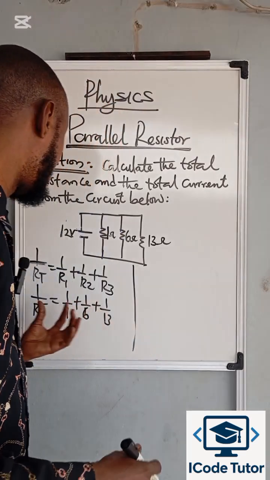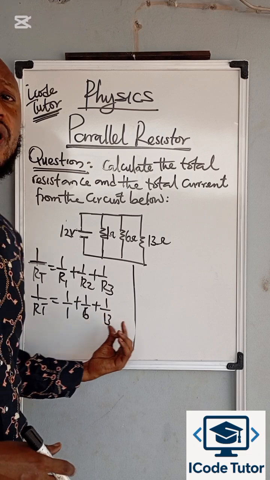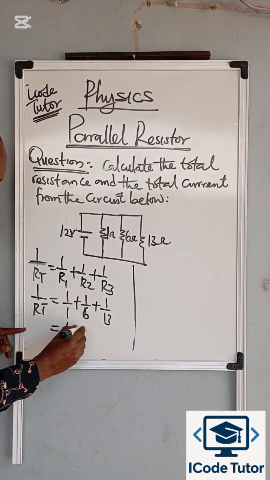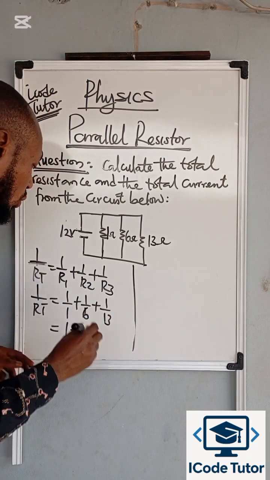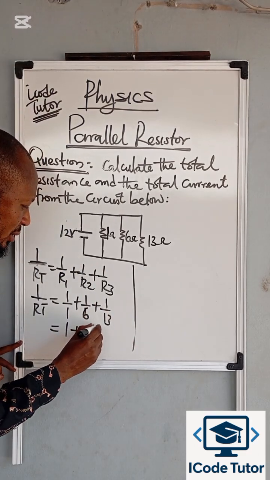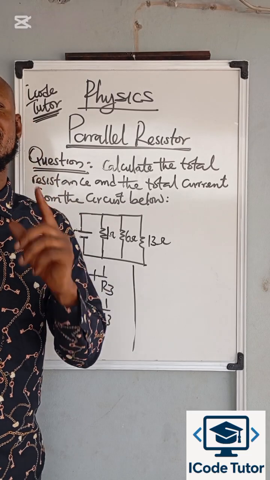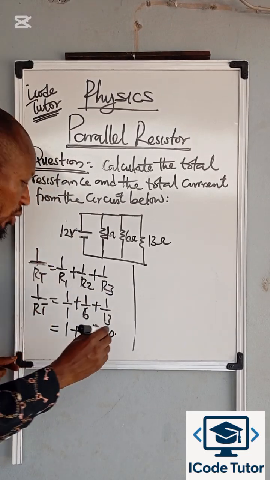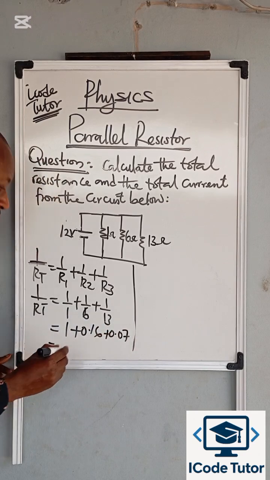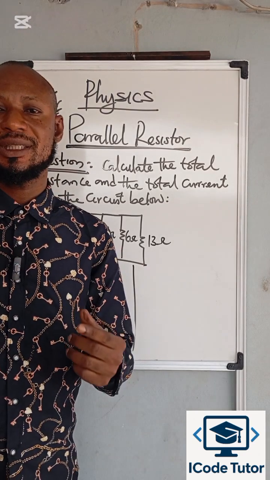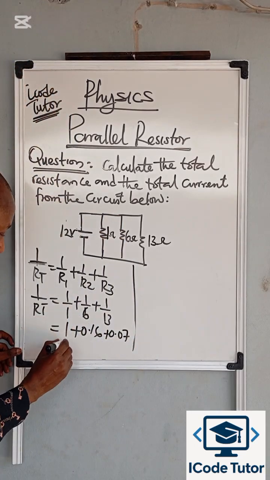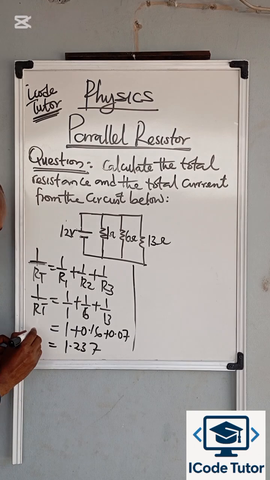Now, after substituting the values, we need to find the inverse of all the values we have here. 1 divided by 1 is 1, plus 1 divided by 6 will give us 0.16. Now, 1 divided by 13 will give us 0.0707. Now, addition of everything, 1 plus 0.16 plus 0.07 will give us 1.237. That is, 1 over R total equals 1.237.